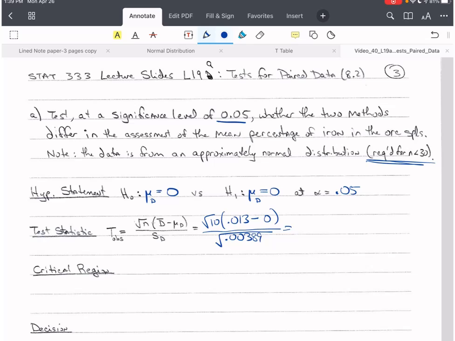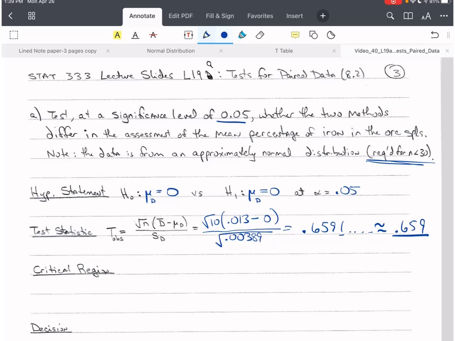The square root of 10 times 0.013 divided by the square root of 0.00389 gives me 0.6591. Okay. Since this is t, I'm going to round it to 3 decimal places, so 0.659.